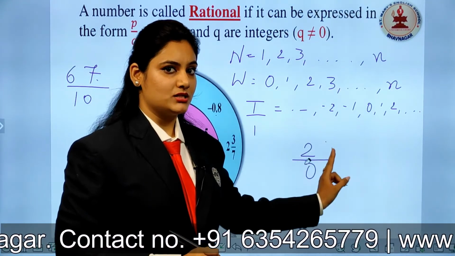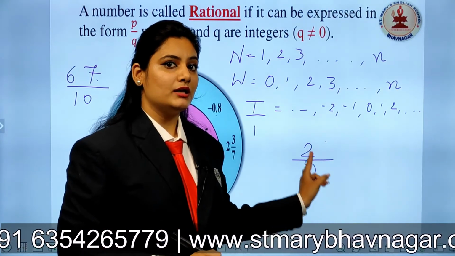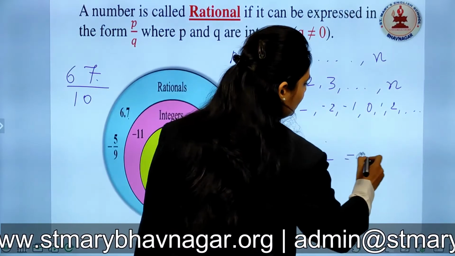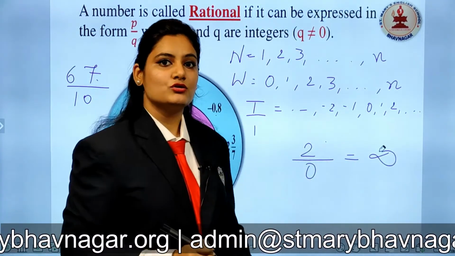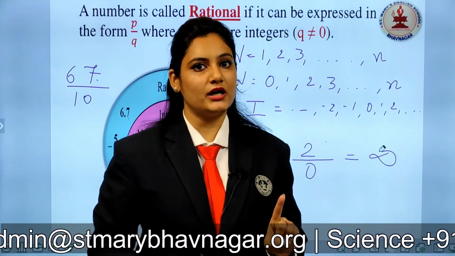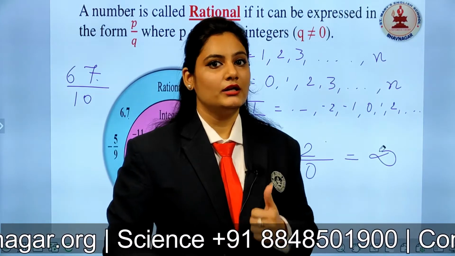Here 2 is an integer. 0 is Q. 0 is also an integer. But if I divide this, we cannot get the answer because it is undefined. So Q should not be equal to 0. That is the one condition which is there in the definition of rational numbers.